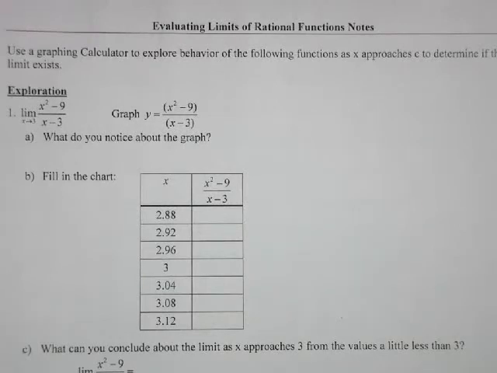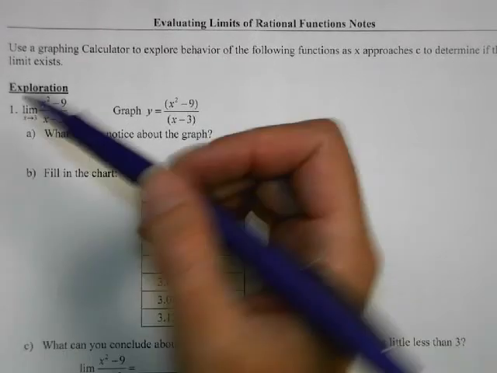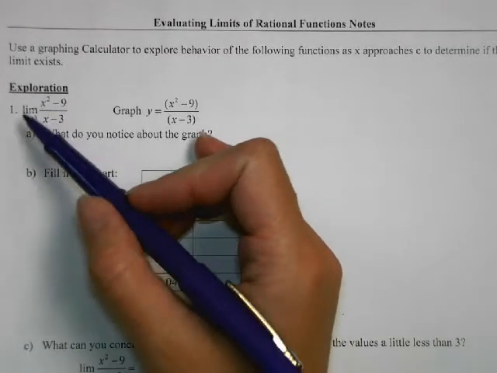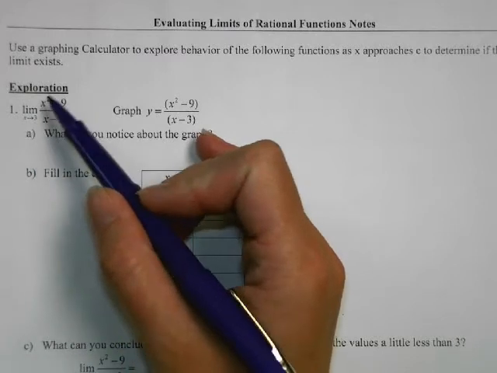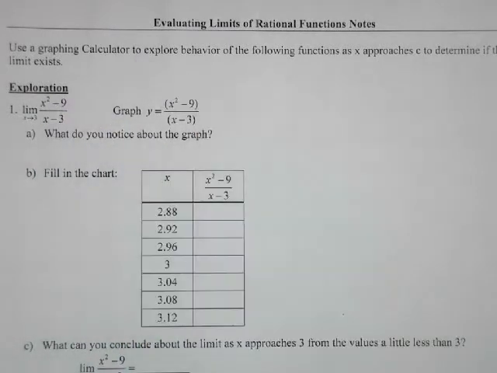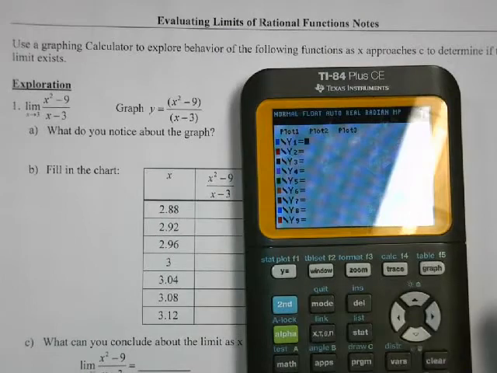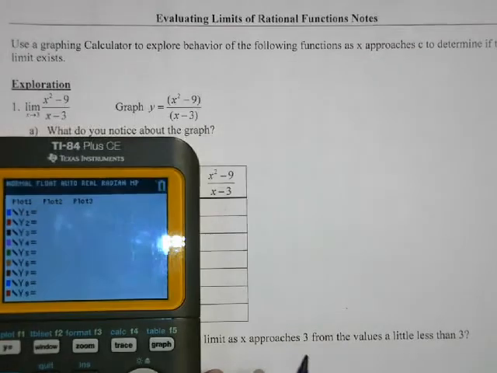We're going to continue investigating limits, and today we're going to look at the limits of rational functions. We're going to use a graphing calculator to help us out. So the first limit we're going to look at is the limit as x approaches 3 of x squared minus 9 over x minus 3. So we're going to go ahead and put this in the calculator.